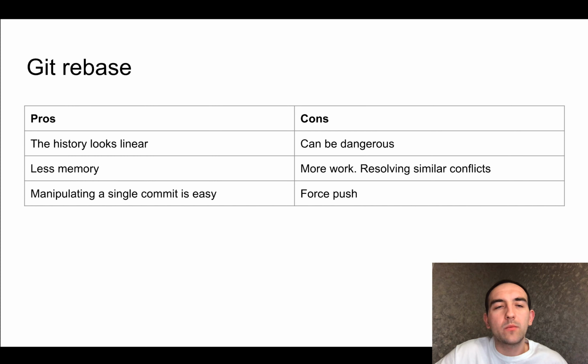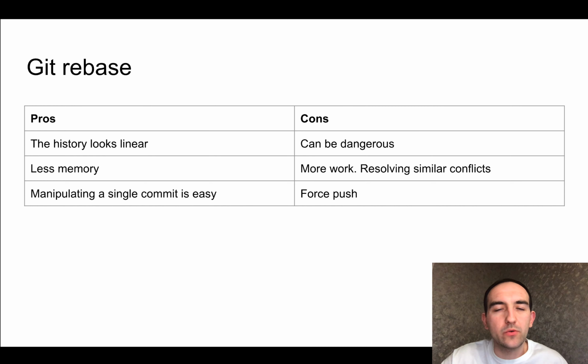And one more con is force push. Because you are rewriting history, Git prevents such operations, and you need to assure Git that you know what you are doing, and it's okay to push changed history. And in this case, you need to add the force push.